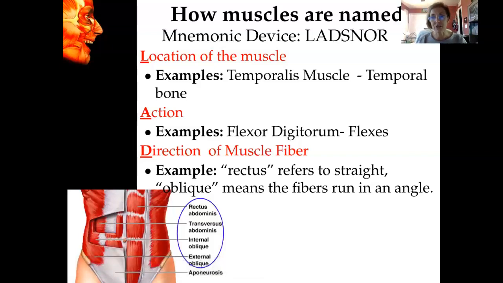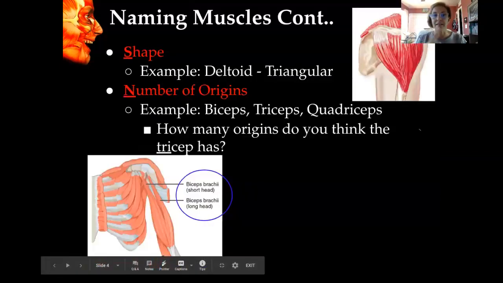On the test Thursday, I will ask you to tell me what each letter stands for in LADSNOR, and then identify a muscle that's named according to that, okay? So you have 3 days to plan your answer. For example, you're just going to say L equals location, example, temporalis, something like that, okay? So I don't need a lot of information.